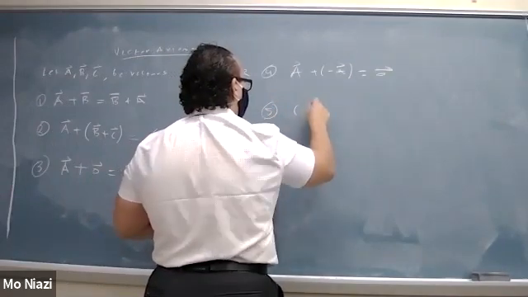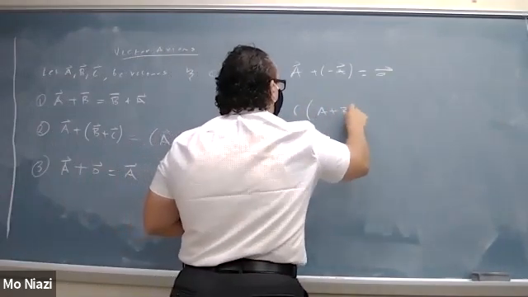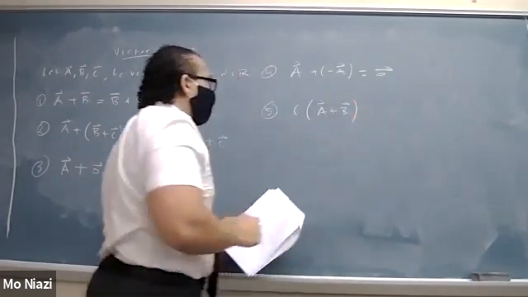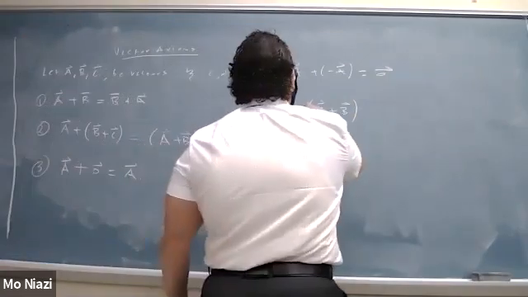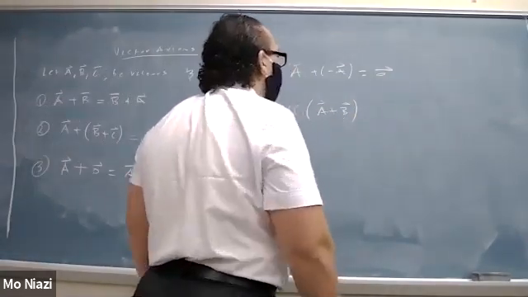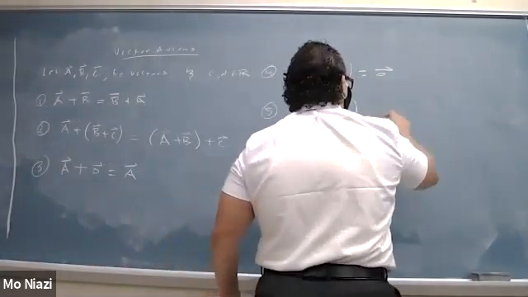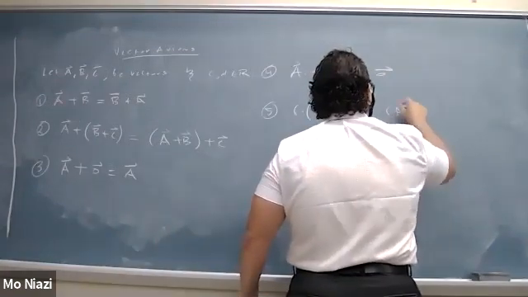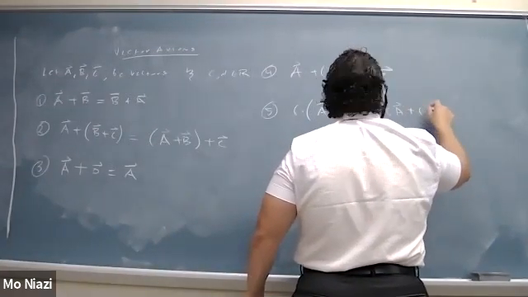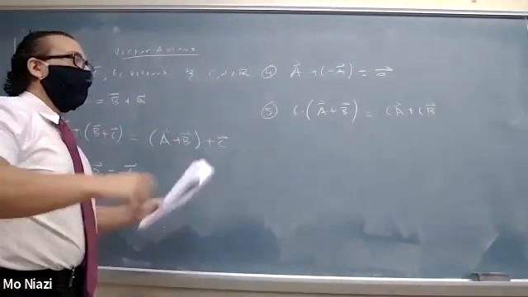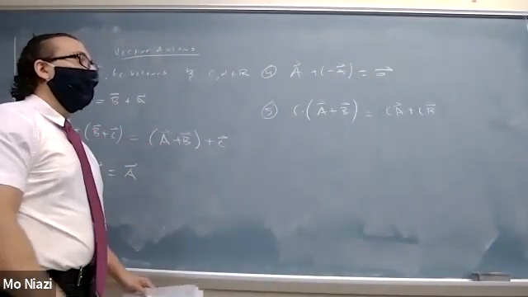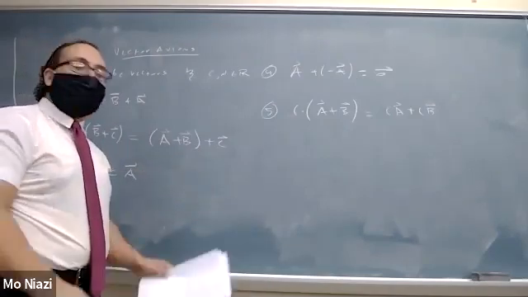Time for another property. This is the scalar distribution property. It says that a scalar multiplied times the addition of two vectors is the same thing as the scalar times the vector added to the scalar times the other vector, and then you add them. So it doesn't matter whether you add the vector first, then scale, or scale, then add. You get the same thing.